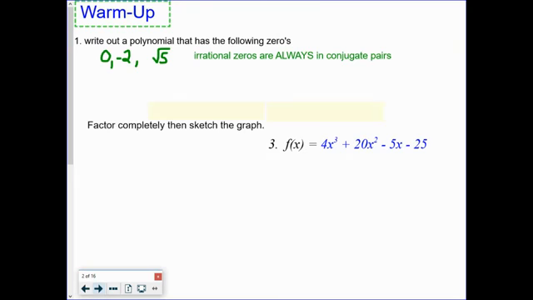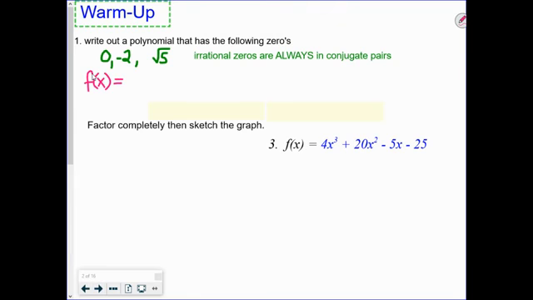So this was the warm-up. Pause your video, give it a go. And going over this quickly. So write out a polynomial that has the following zeros. First of all, the polynomial needs to have a name. Let's call it f of x.